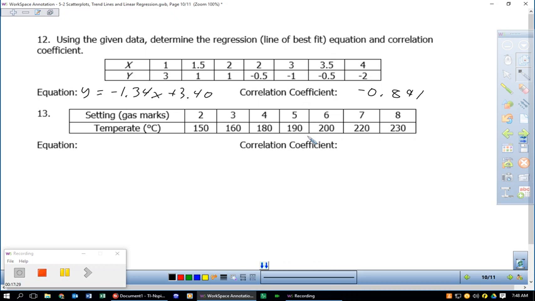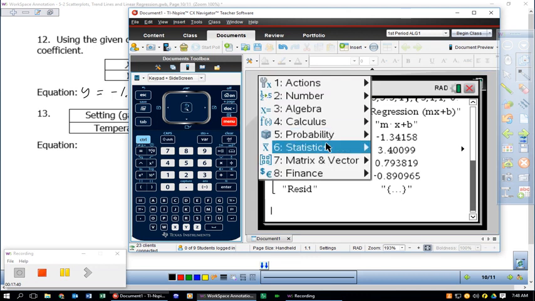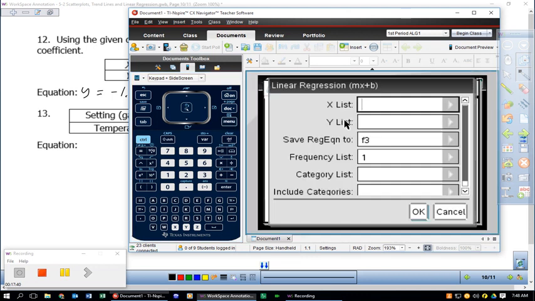Next we have the gas marks data. So going back to my calculator, menu, statistics, stat calculations, linear regression. And I have 2, 3, 4, 5, 6, 7, and 8. In my y list, I have 150, 160, 180, 190, 200, 220, 230. Enter. Enter.